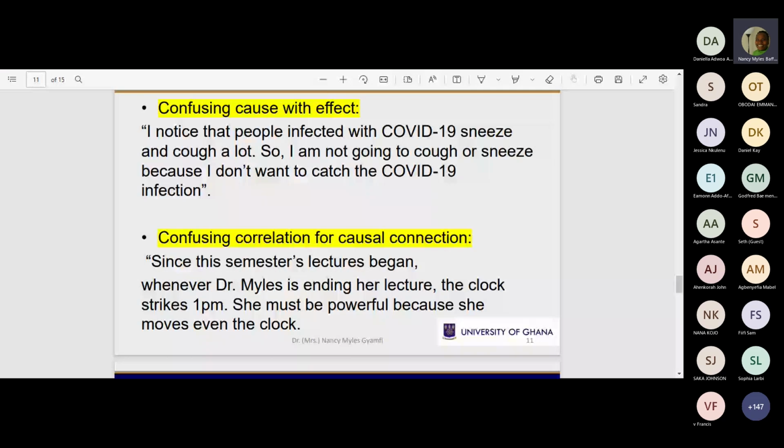Whenever Miles finishes teaching, and this is also true, it's something that happened, as soon as she finishes teaching, the clock will strike. The library clock will strike. So she must be powerful, because she even moves the clock to strike the hour. Why would it be that? That is a correlation. The two things are happening at the same time.